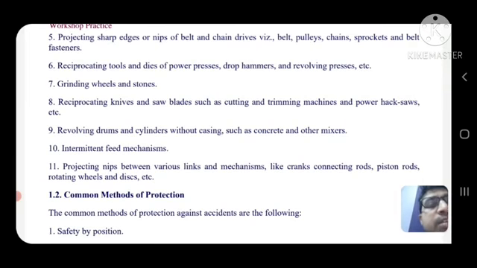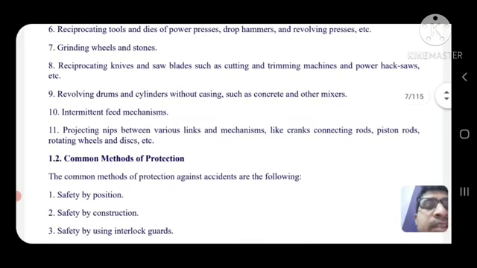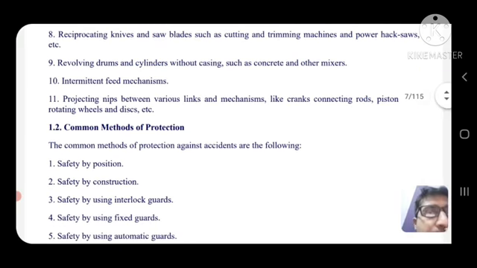Reciprocating tools and die of power presses, drop hammer and revolving presses, etc. Grinding wheels and stone, reciprocating knives and saw blades such as cutting and trimming machine and power hacksaw, etc. Revolving drum and cylinder without casing such as concrete and other mixer, intermediate feed mechanism, projecting nips between various links and mechanism like cranks, connecting rod, piston rod, rotating wheel and disc, etc.